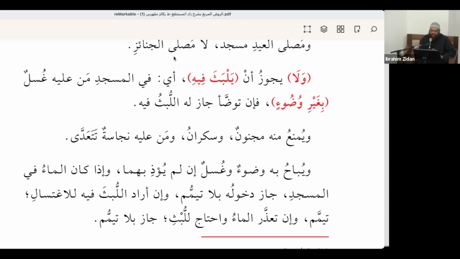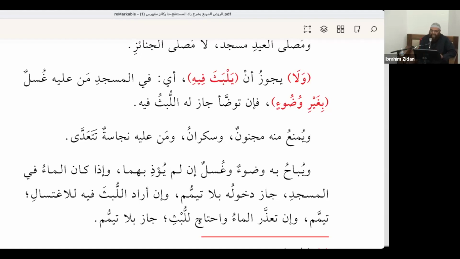Clear? The third case here, وإن تعذر الماء واحتاج للبث. If the water is تعذر, there's no water. He cannot find any water. واحتاج للبث. He is in need of staying. He needs to stay. And there's no water. If there's water, he would make wudu. Right? And if he needs to stay to make ightisal, he would make tayammum.